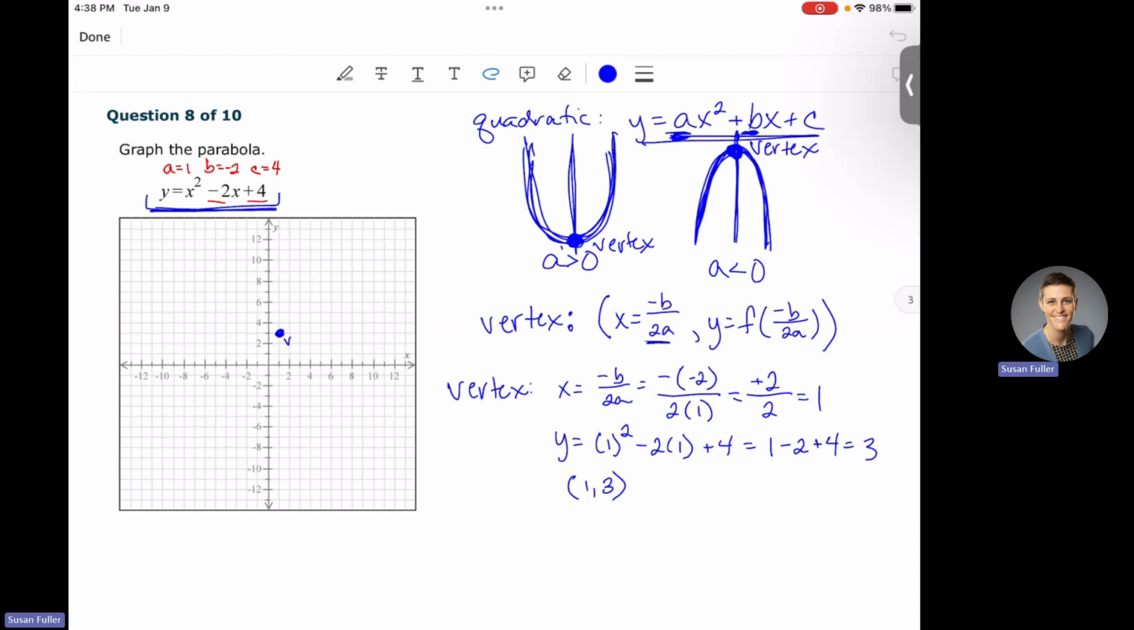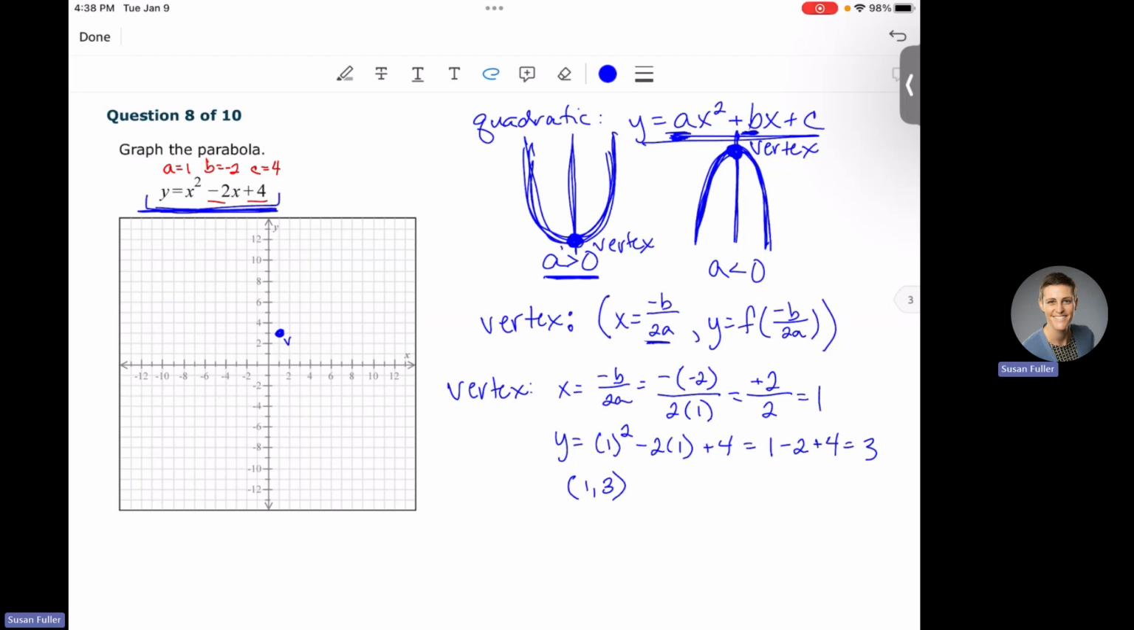Now, does the problem that we have here open up or does it open down? Well, that's going to depend on our a value. Our a value is 1. 1 is greater than 0, which means we're in this situation, and this is going to open up. And we're going to be symmetric on either side of my vertex.